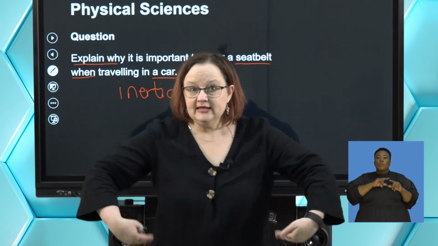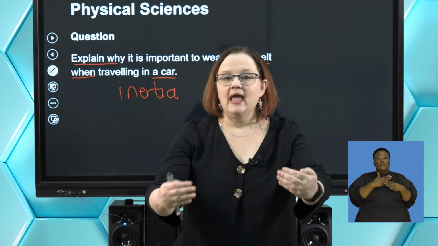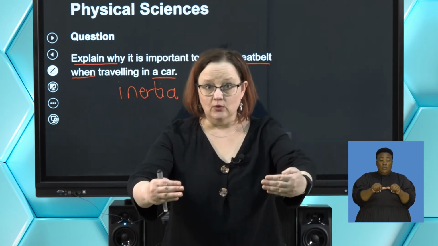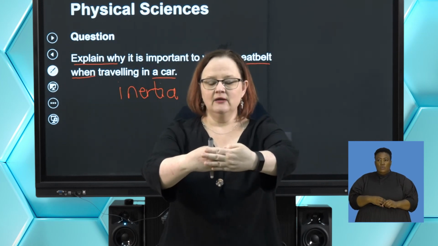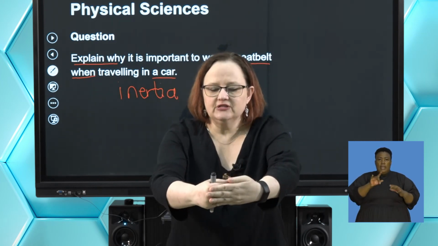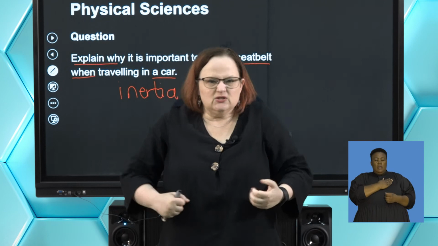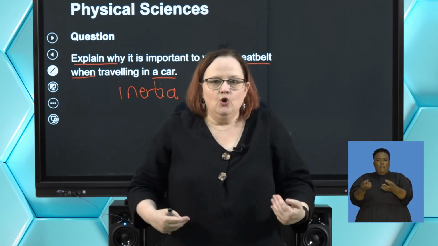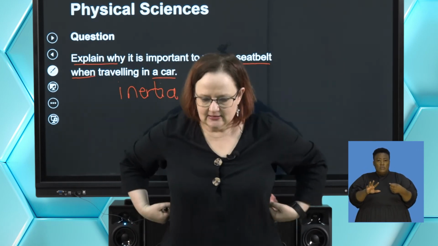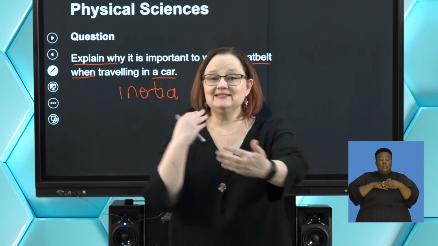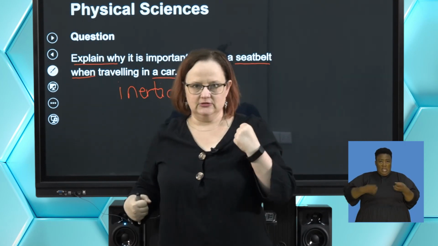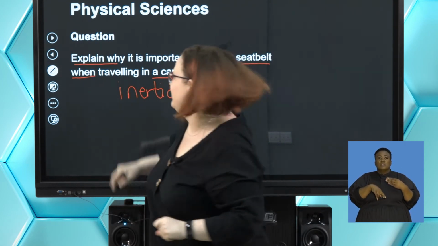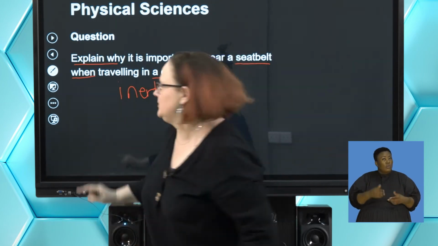But we keep going forward, and because we keep going forward, we need something to stop us, okay? So what does the seatbelt do? The seatbelt pulls us backwards. It's also why we have airbags. So Newton's first law says to us, keep going forward, no resultant force on us. The seatbelt gives us a resultant force that pulls us backwards. Very important. Okay, they like questions like this, by the way.